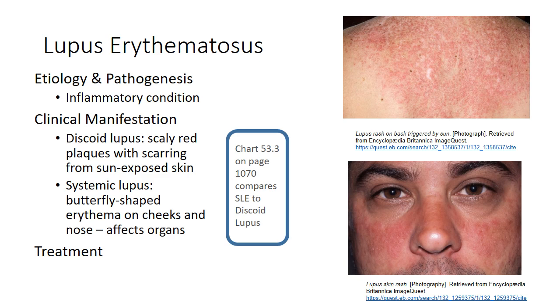I always remember discoid and dermatology helps me to remember that. But that's what we're seeing in the top picture, where you can kind of see the scaly red plaques that end up with scarring. And it happens on skin that's exposed to the sun. Remember that there's this link between lupus and UV exposure. Systemic lupus, I mean, this one you can also remember because systemic is talking about the whole body, but that's where we have all the other organs and tissues that are affected, as well as the skin, and where we see the butterfly rash that goes over the bridge of the nose and on the cheeks. And so you can see that in the bottom picture.